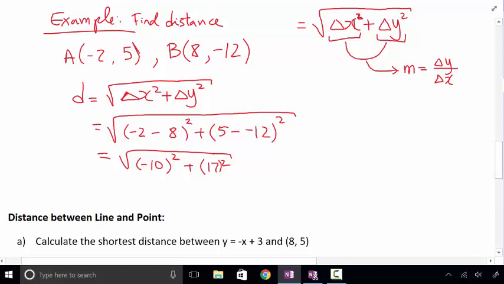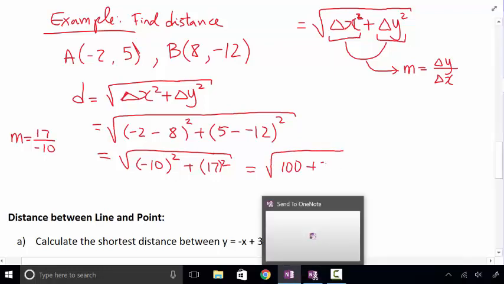Now, that means that I can now use these two numbers to find my slope. M is what? 17 over what? -10. So that's my slope. Okay, because this is my delta x value. This is my delta y value. Is everyone okay? Yes. No, I didn't need to put the brackets around the 17 because it was positive, but I just put it there anyway. Alright, now, you get what? 100 plus 289.